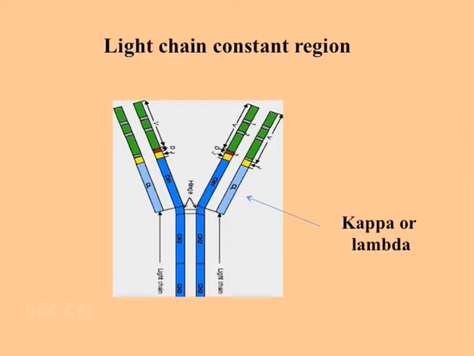And if we look into the constant region of the light chain, we will see that all human light chain constant regions have either a kappa sequence or a lambda sequence. That means two sequences are present in humans for the constant region of the light chain, either kappa or lambda. However, for the heavy chain constant region, 5 sequences are present in humans.